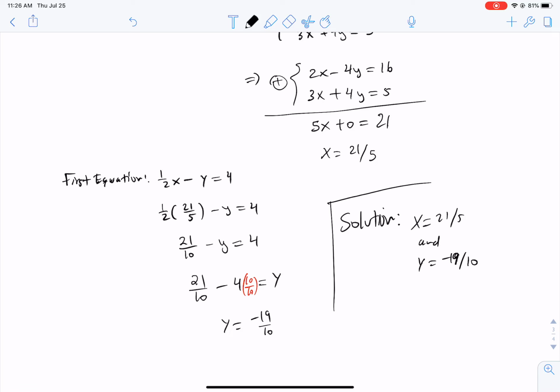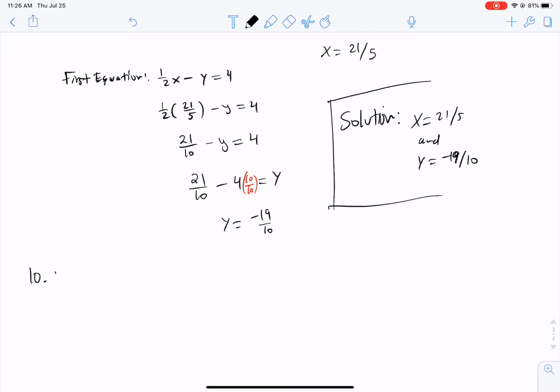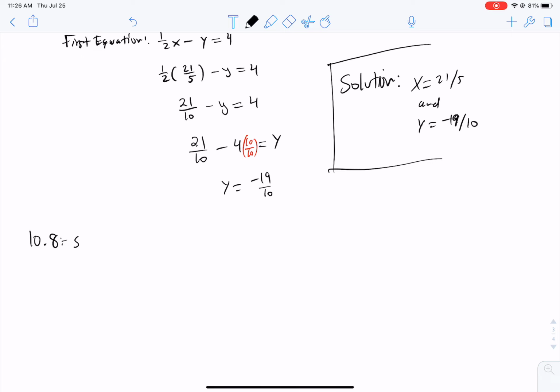So, perfect. Now, let's take a look at the nonlinear case, right? 10.8. So in 10.8, we're talking about systems of nonlinear equations. And this is a little bit more interesting because you can have more than one solution in your systems. It turns out that for this one, it's more convenient for us to use a substitution method. The substitution method.